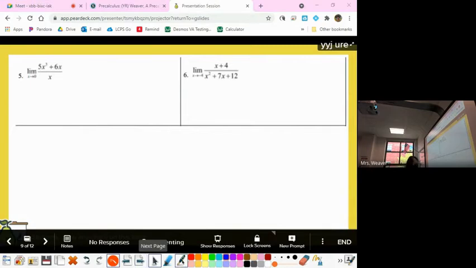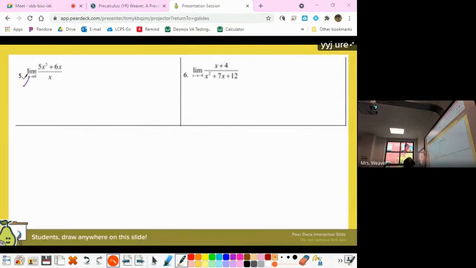Okay, so the limit, and this time, this is asking the limit as x approaches 0 of 5x cubed plus 6x over x. Okay, so now we are in some trouble. This fraction will equal 0 when the denominator equals 0. This function is discontinuous at x equals 0. And 0 is the number that we're looking at. And so we have a dilemma.